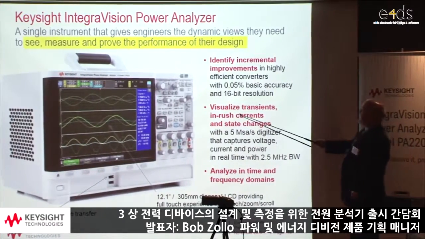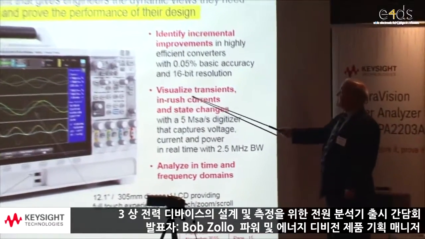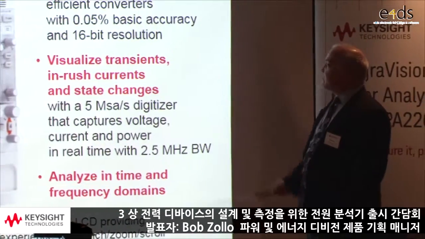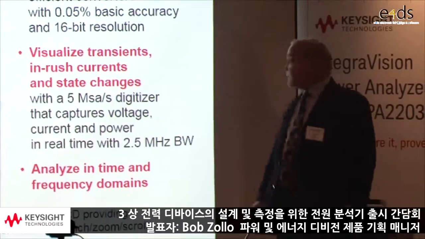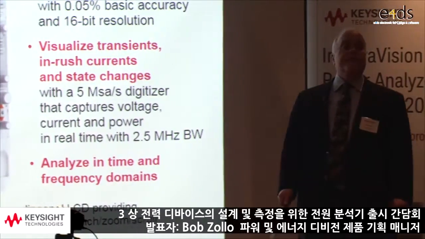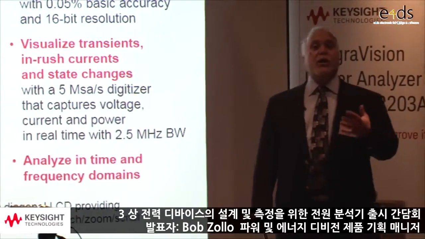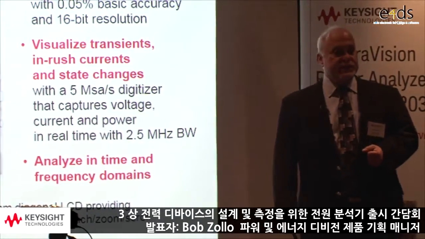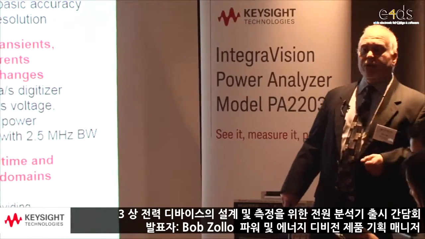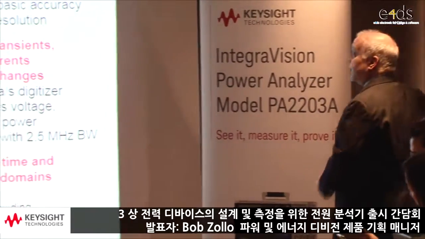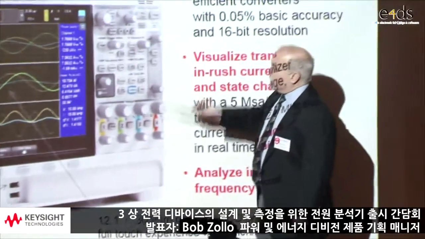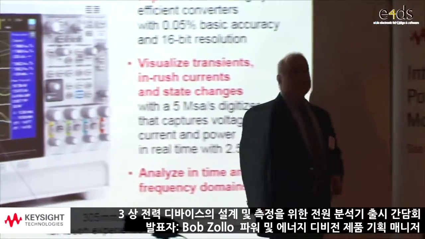It allows the engineers to visualize transient and inrush and state changes with a high-speed digitizer of 5 megasamples per second. And it allows engineers to view things in real time or in the frequency domain when they want to look at harmonic content of the AC signal. And that's important when you're concerned about the quality of the power that you're generating. It has a 300 millimeter touchscreen, as well as USB on the front for storing information.